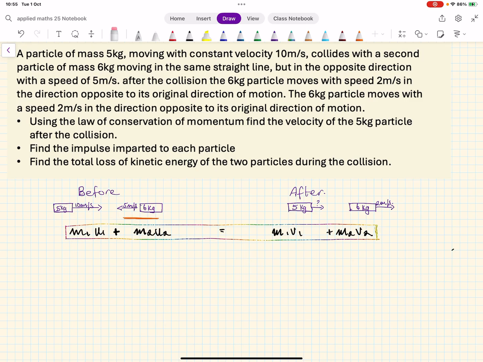Then, after the collision, the 6 kilogram particle moves with a speed 2 meters per second in the direction opposite to its original direction of motion. That's it here.